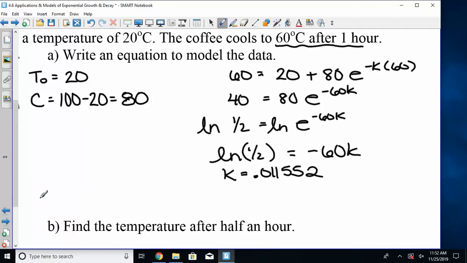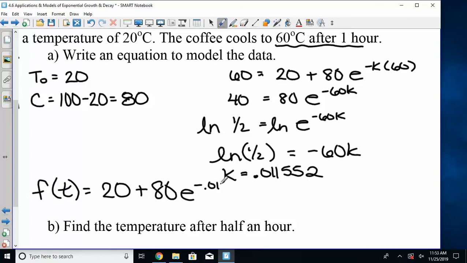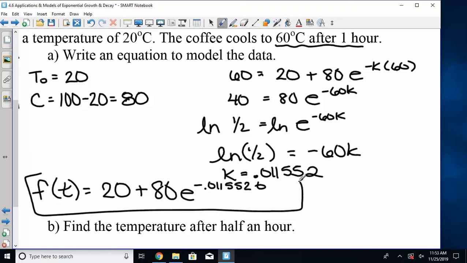So our equation is F of T equals 20 plus 80 e to the negative 0.011552 t. So really we have a lot of repetition here. We're doing the same thing over and over again once we set up our initial equation.